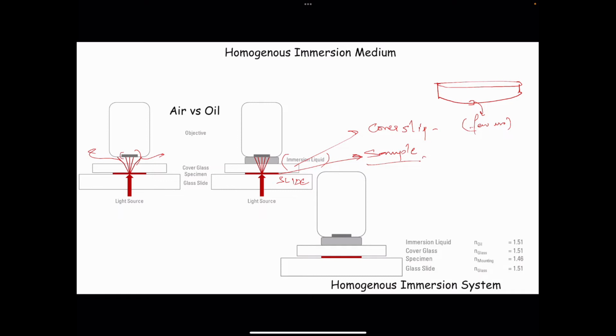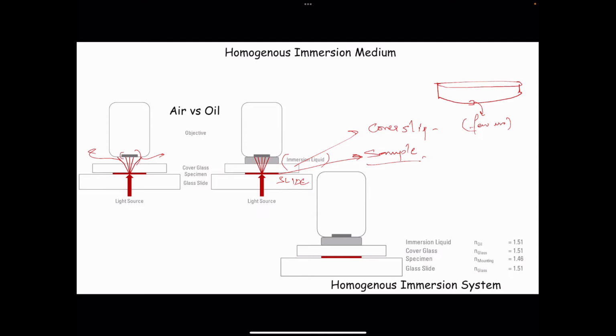Now, to maintain this viability, you can do one thing. You can keep the sample buffered, by maintaining CO2 and the temperature. All of these things can be done. However, buffers in general have a refractive index which is close to water, somewhere around 1.33.